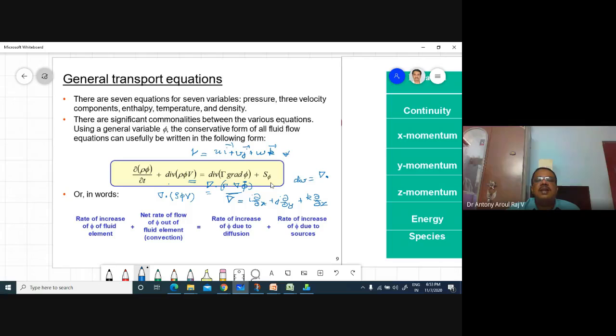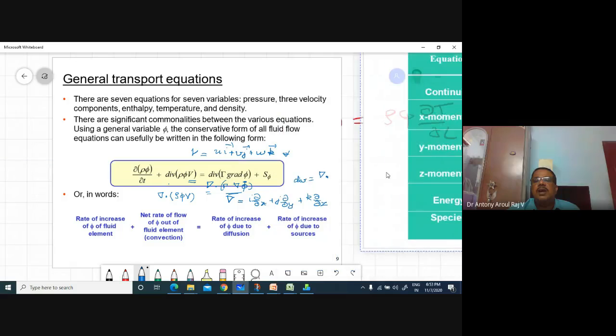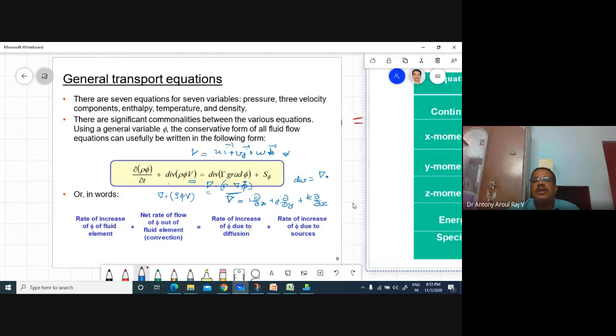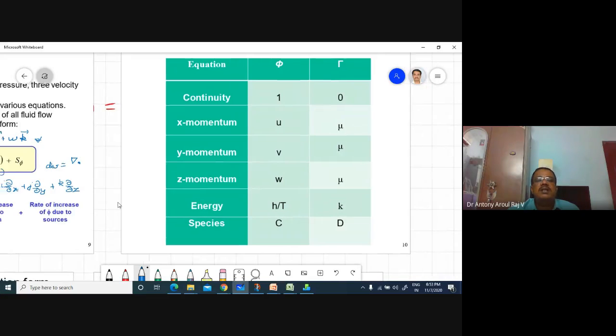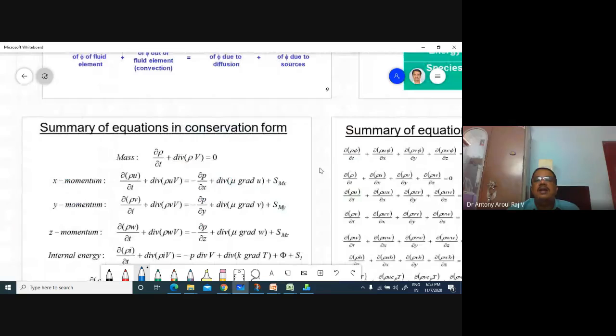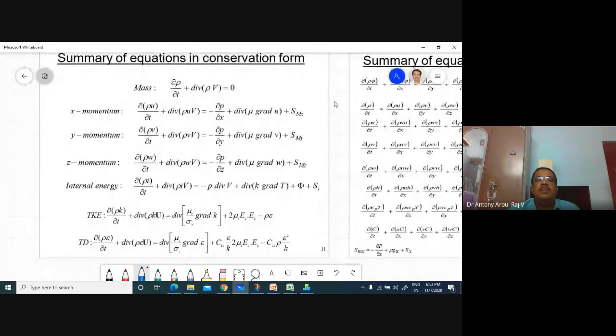So all these things are in the short form, and from this one equation itself, I am going to get all the things. That means all the equations I am going to use in CFD are going to be applicable with this one equation. So that is good news for us, and that is how it is going to be applicable.